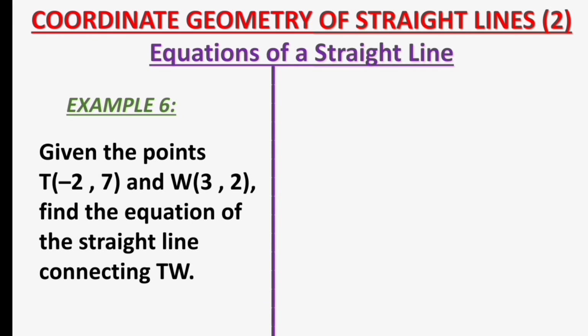Let's see our final example for equations of a straight line. Example 6. Given a point T with coordinates -2 and 7 and point W with coordinates 3 and 2, find the equation of the straight line connecting T and W. Let's see the solution to example 6.